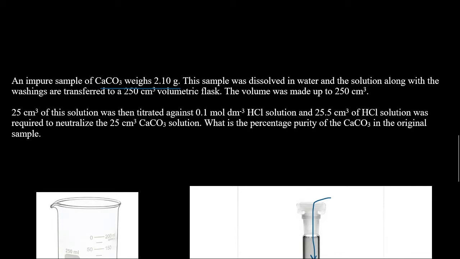Let's look at the HCl now. The HCl was 0.1 mole per dm cube. This was the concentration of the HCl. And you required 25.5 cm cube of HCl. So this is the volume of the HCl. So you know the concentration and the volume of the HCl, and now you can figure out the moles of HCl.